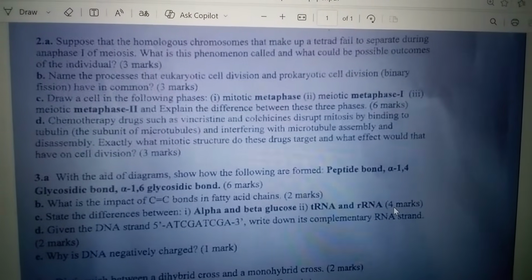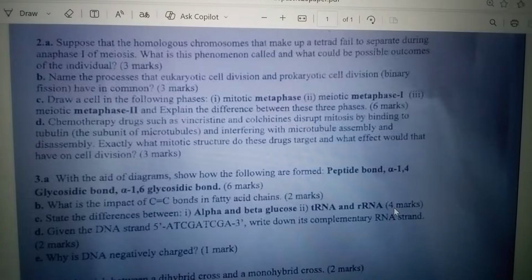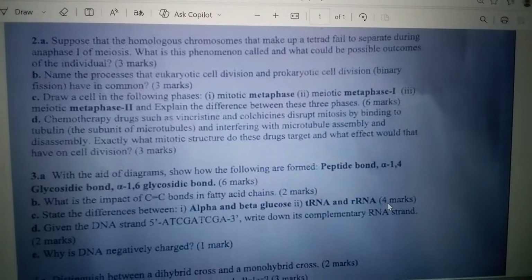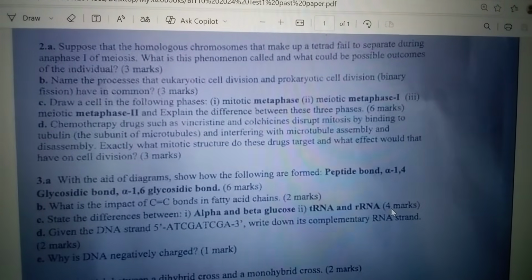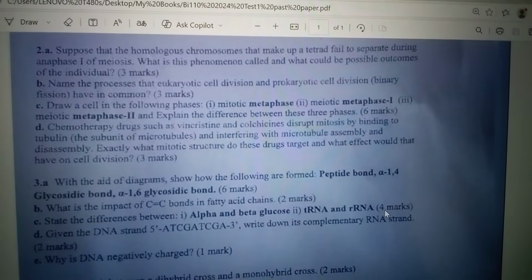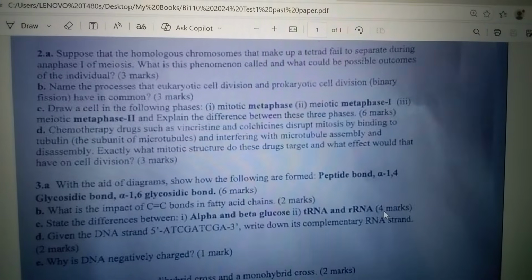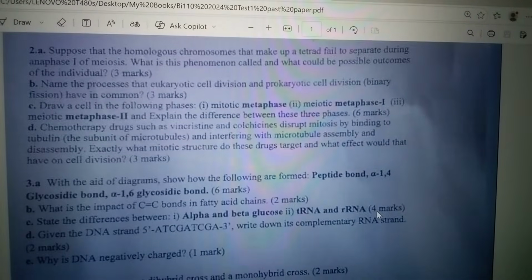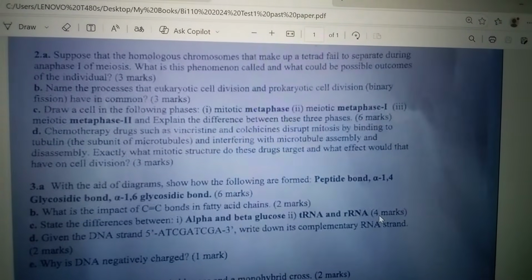So, part 2. First question: suppose that the homologous chromosomes that make up a tetrad fail to separate during anaphase 1 of meiosis. What is this phenomenon called, and what could be the outcome? Three marks. So when they say tetrads, those are just the sister chromosomes. So we start answering. The phenomenon is what we call nondisjunction.